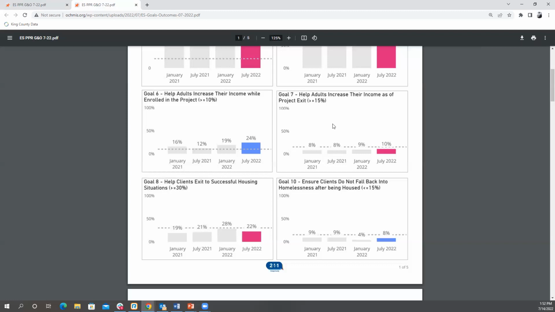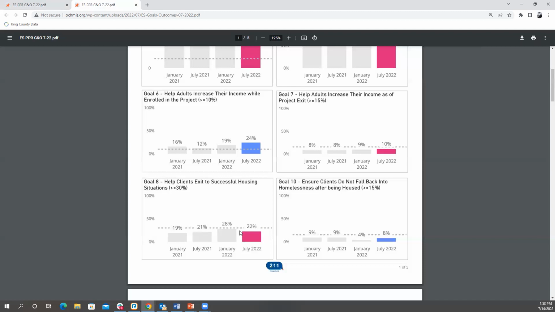Goal 7 is similar data, but it's looking at adults that increased their income by the time they exited. Our performance on this measure has remained consistent, but we're still a little bit under our threshold for this one. Goal 8, we are looking at exits to permanent housing situations. Our threshold is 30%, and again, we're a little bit under that threshold, although we've been doing a little bit better over time.